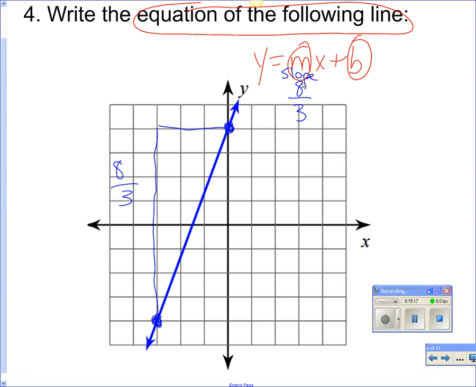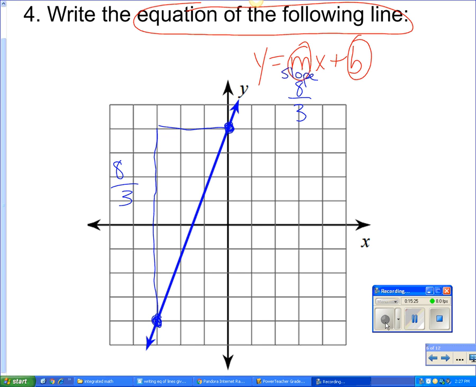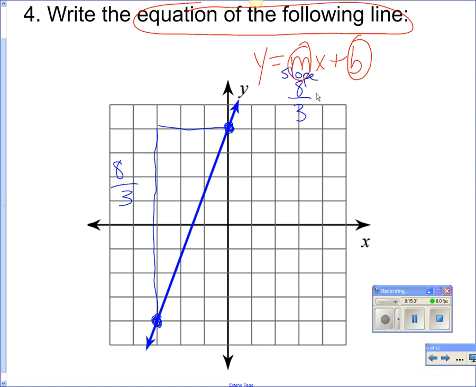What do I have to put next to that? What do I put next to 8 over 3? What letter goes next to slope? X. Okay, 8 over 3, X. What does B stand for? Very good, Tamara. Y-intercept. Where can I get the y-intercept from the graph?